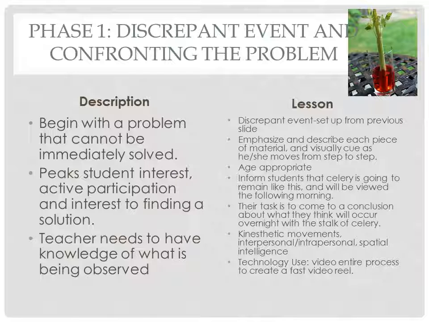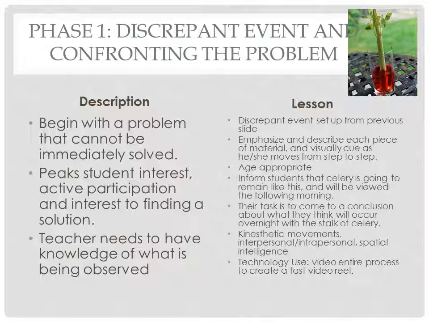The first phase of the inquiry model is the discrepant event and then confronting the problem. So you'll notice that in my presentation on the left I have description, and this is what will happen in an inquiry lesson, and on the right I have what I will be doing in my lesson. Guided inquiry lessons always begin with the teacher providing a problem that cannot be immediately solved. The discrepant event piques students' interest, which sets up active participation and interest to work towards finding a solution. Teachers providing the discrepant event need to have knowledge of what the students are observing. So for my lesson, this will all happen on day 1 over a series of 2 days.